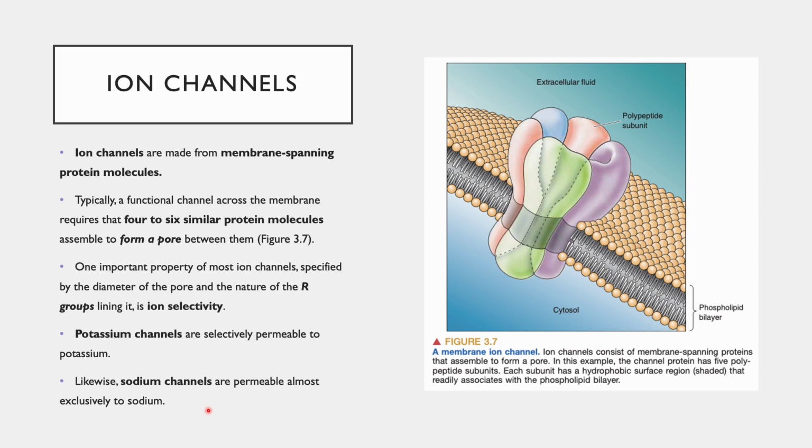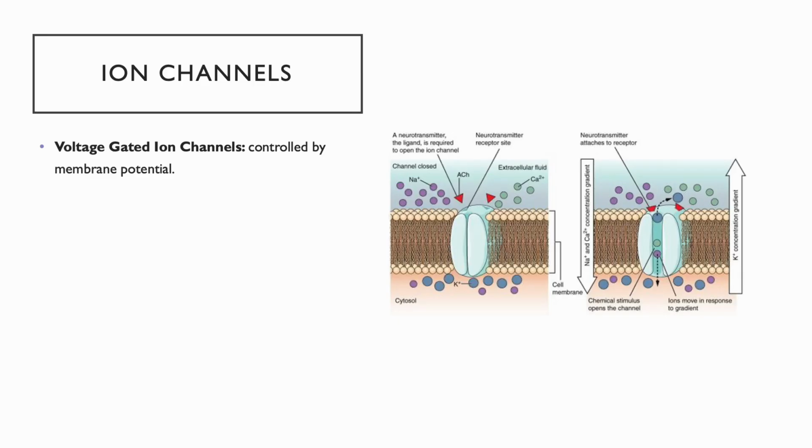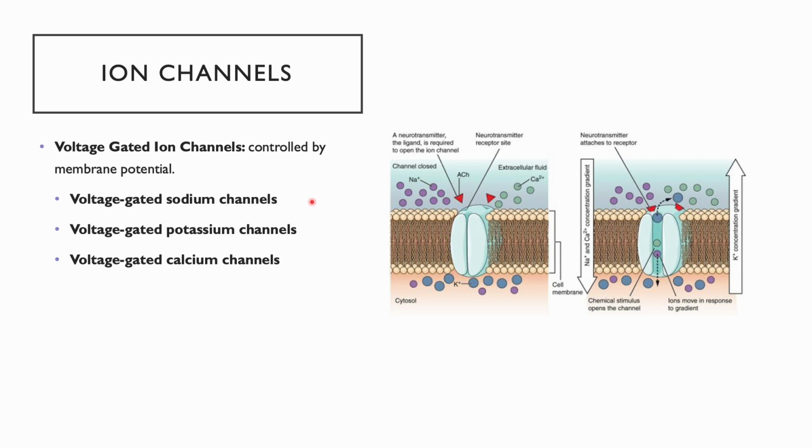And that's why the size of the pore can help determine what ions can come inside and outside of that channel. Remember that these proteins that are embedded in the actual phospholipid bilayer are ion channels, and they are selectively permeable to different ions that can come inside and outside of the cell. There are several different ion channels we'll discuss in this class. First, voltage-gated ion channels are controlled by membrane potential, and thus there are specific voltage-gated ion channels for particular ions, such as voltage-gated sodium channels, potassium channels, or calcium channels.